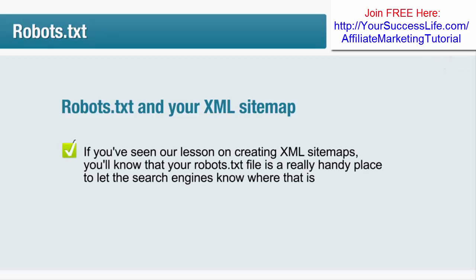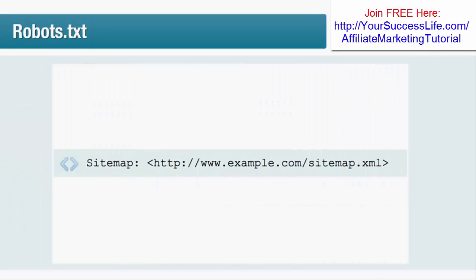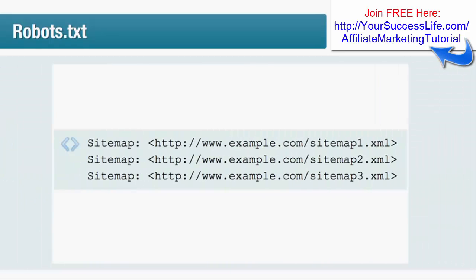Your robots file and your XML sitemap. If you've already seen our lesson on creating XML sitemaps, you'll know that your robots.txt file is a really handy place to let the search engines know where that is. All you have to do is leave a blank line after the last command in your robots file and then paste this little line here. If you've got more than one sitemap, you can enter more than one line. This way you don't need to specifically tell each and every search engine where they can find your sitemap.